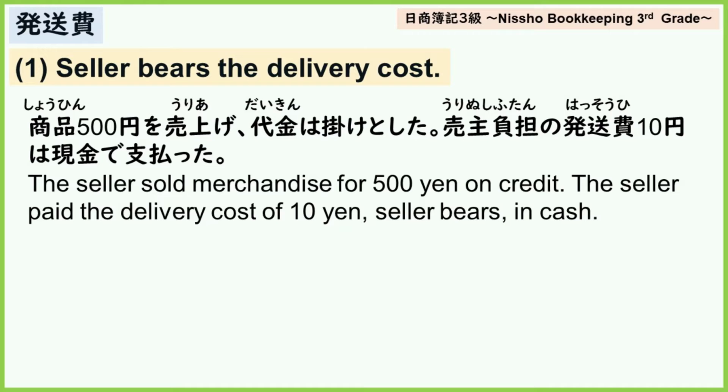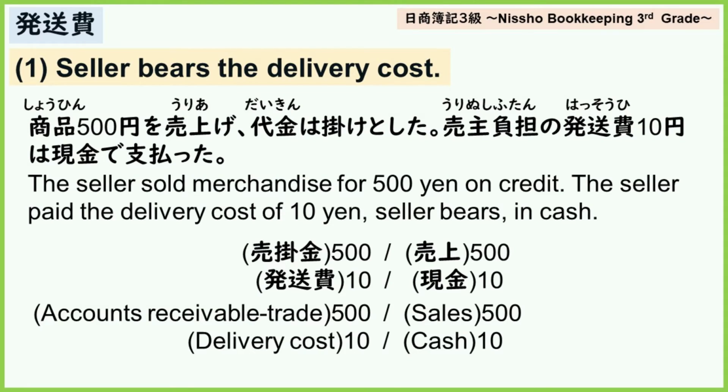The seller sold merchandise for 500 yen on credit. The seller paid the delivery cost of 10 yen, seller bears, in cash. The journal entry is as follows. Debit, accounts receivable trade 500, delivery cost 10. Credit, sales 500, cash 10. We will journalize the accounts receivable trade and sales for the sale of the 500 yen merchandise. Next, since the delivery cost is borne by the seller, we will record it as an expense.